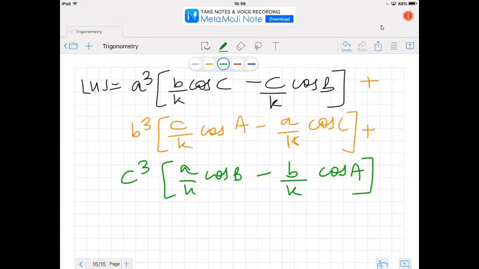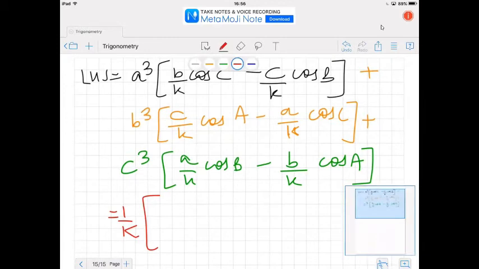Okay, so let me take 1 by k common. जहाँ पे भी 1 by k है उसको मैं common ले लेता हूँ. Okay, so it will come out of the bracket 1 by k because 1 by k is present in every term, and now my expression becomes, and I'll multiply a cube, b cube and c cube inside the bracket.